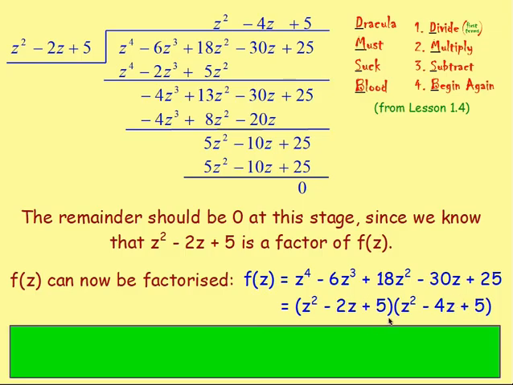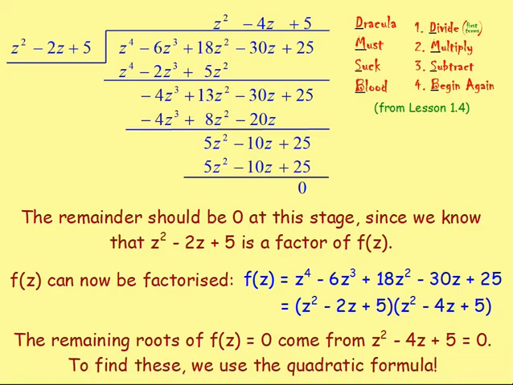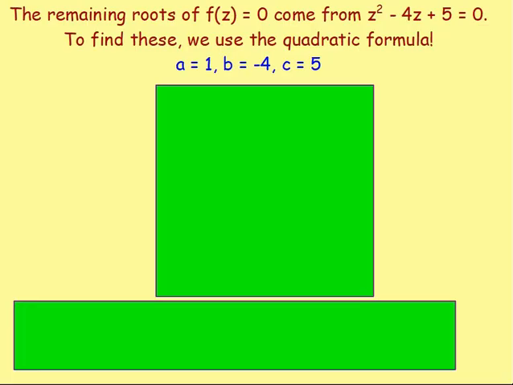From there, though, we have to keep on going. Remember, we are wanting to find the roots. And the roots for this part we had, but we need to also get the roots for the z squared take away 4z plus 5. And to do that, how do you get the roots from here? What do you have to use? Brilliant! You have to use the quadratic formula once again. So, the remaining roots will come from the z squared take away 4z plus 5. So use a quadratic formula with a as 1, b as negative 4, and c as 5.